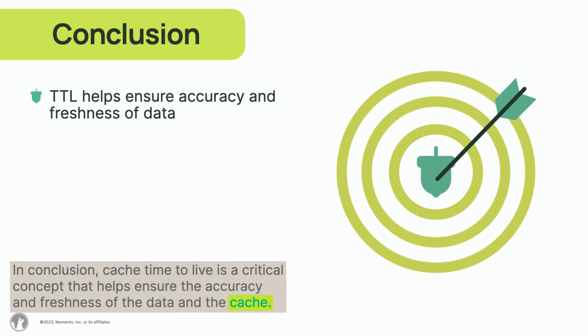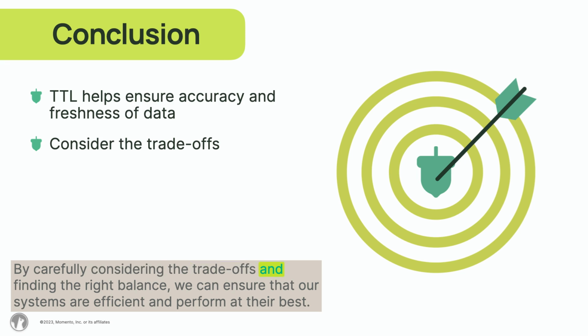In conclusion, cache time to live is a critical concept that helps ensure the accuracy and freshness of the data in the cache. By carefully considering the trade-offs and finding the right balance, we can ensure that our systems are efficient and perform at their best.